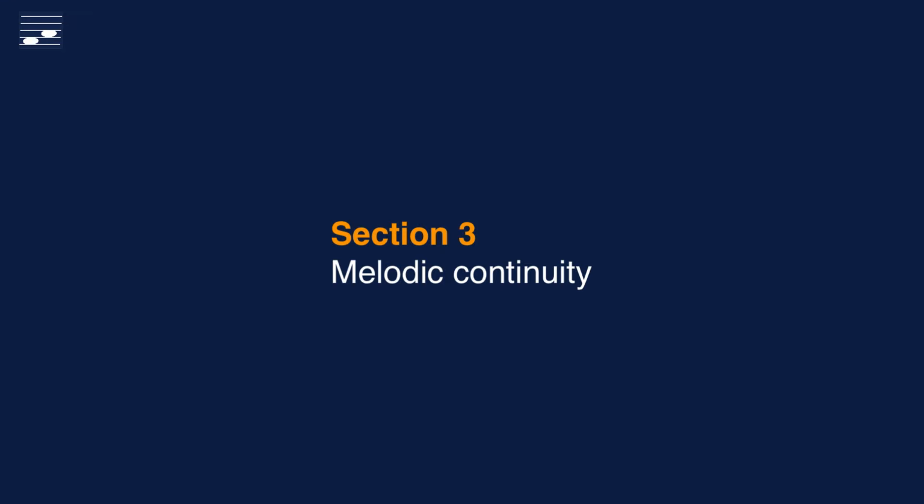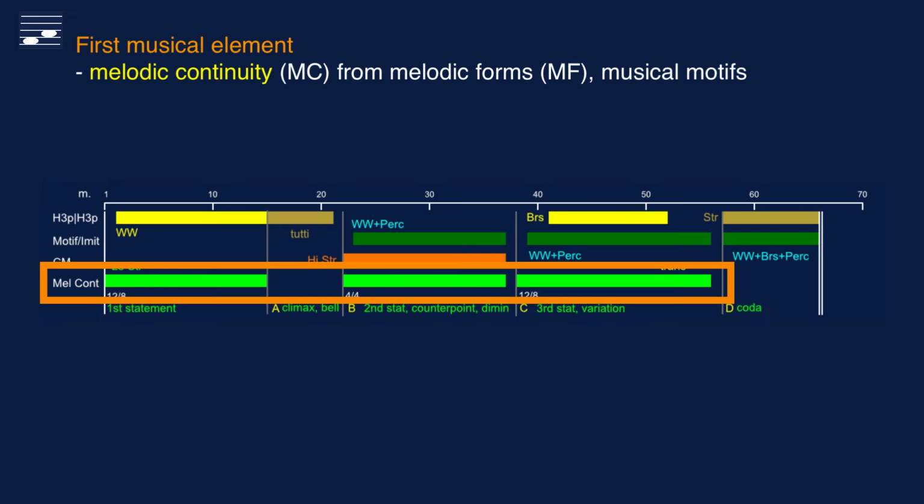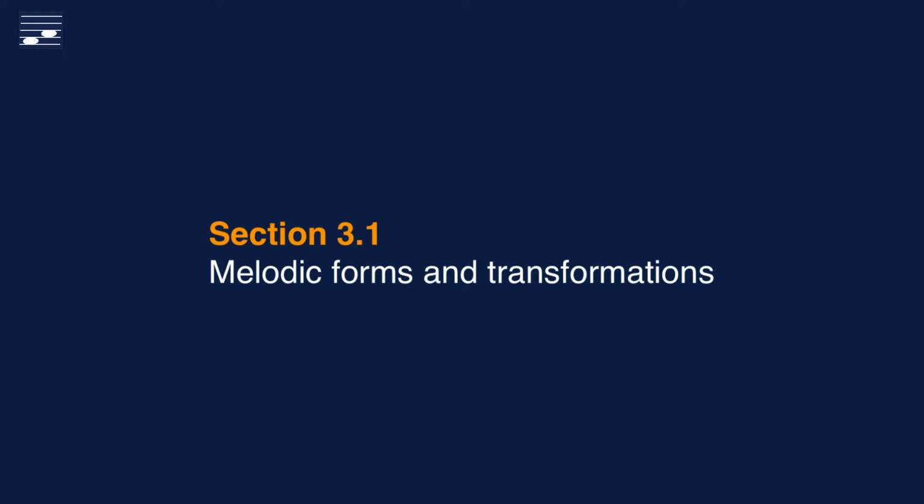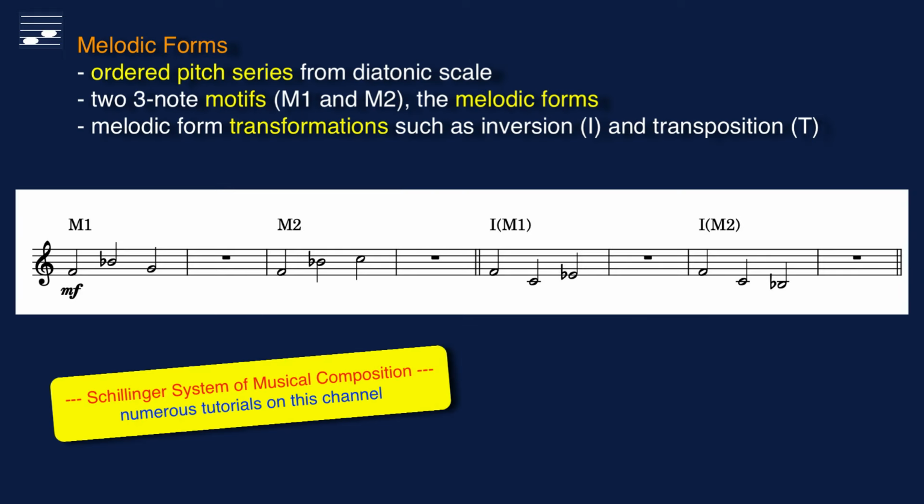The first musical source element is the melodic continuity, as composed from a set of motifs, the melodic forms. The terminology for melodic forms and continuity stems from the Schillinger system of musical composition. There are numerous tutorials about this system on the channel. Watch this one to learn the creation of melody from a given pitch scale.